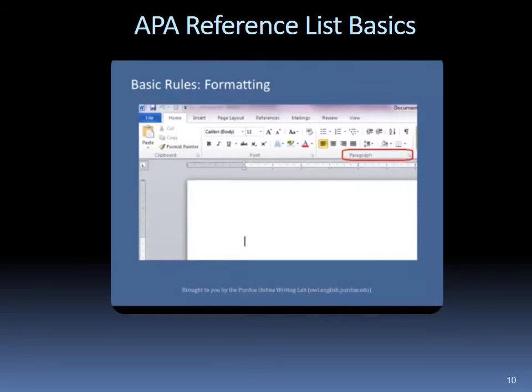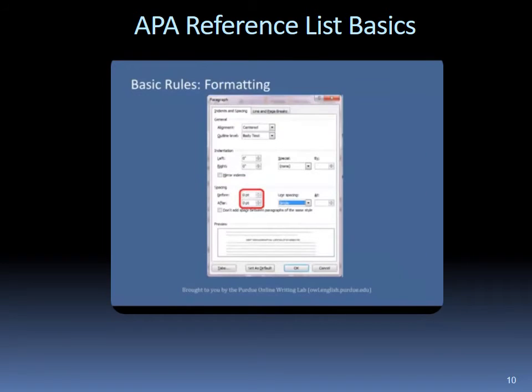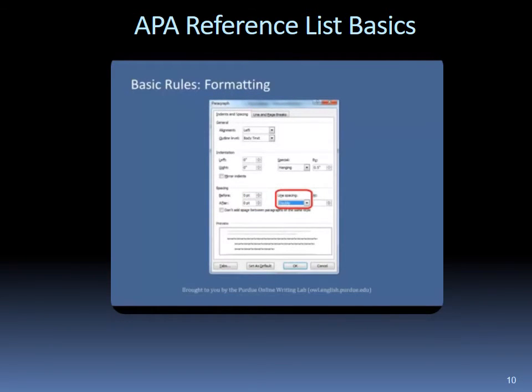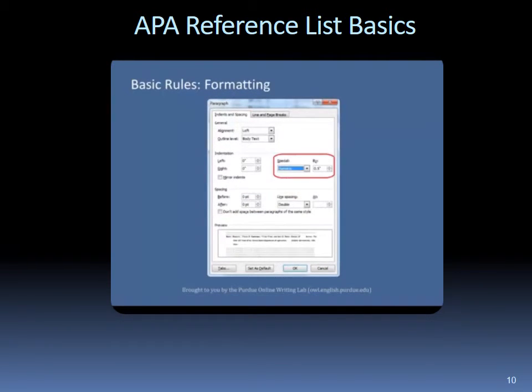To set your line spacing to double space, open up the Paragraph menu in Microsoft Word. Change the default line spacing setting from after 10 point to 0 point. Then change line spacing from multiple to double. Each entry should have a hanging indent, which means that the first line of the citation is flush with the left margin, and the second and subsequent lines are indented 5 spaces. To create a hanging indent, open up the Paragraph menu in Microsoft Word. In the Indentation menu under Special, select Hanging.